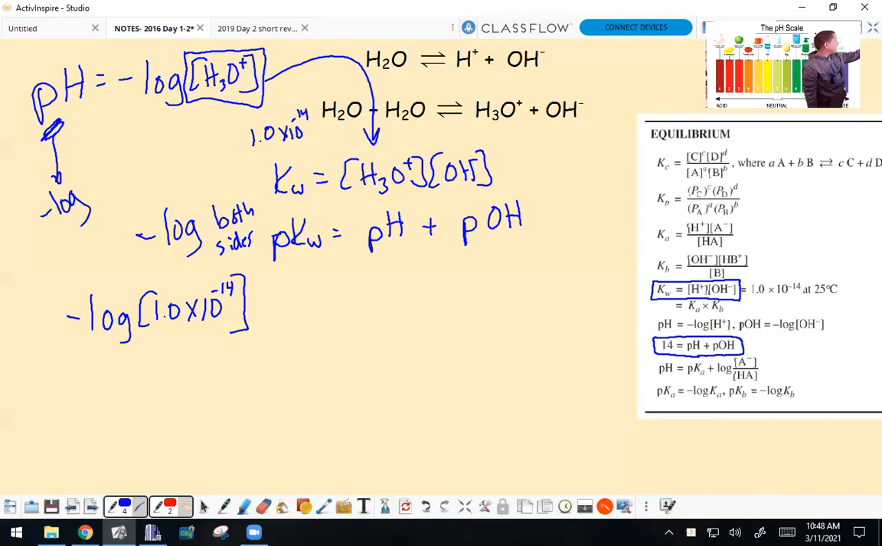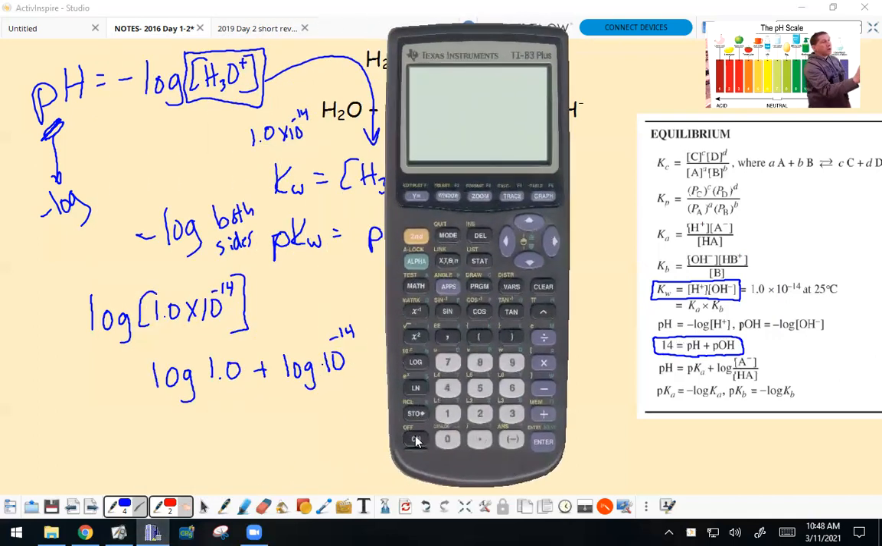Well, if I get rid of the negative, the log of 1 times 10 to the minus 14 would be the same as the log of 1.0 plus the log of 10 to the minus 14. If it wasn't a negative, let's say. It's a positive, same thing. What's the log of 1? This is an important thing to know. If you don't know the log of 1, put it in your calculator. Log of 1 is, drum roll, 0. Big thing to know. Got to know that.